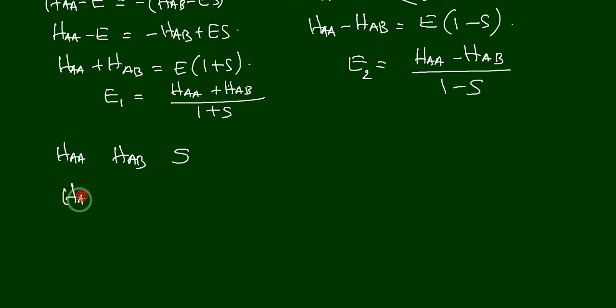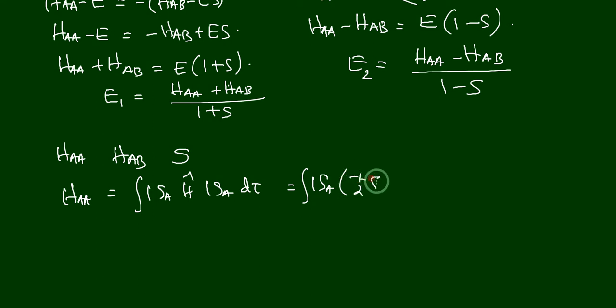So let us go for the evaluation of these integrals. Now HAA is equal to, what is HAA? That is integral 1sA h cap 1sA d tau. You may be remembering HAA is equal to integral 1sA h cap 1sA d tau. This was what we abbreviated as HAA. So let us expand this. That is equal to integral 1sA h cap. We already defined h cap. That is equal to minus half del square minus 1 divided by RA minus 1 divided by RB plus 1 divided by R, that is h cap. Then 1sA d tau.